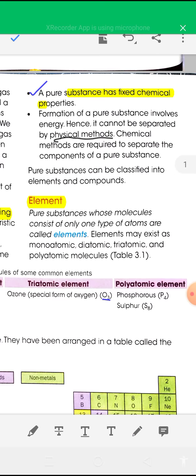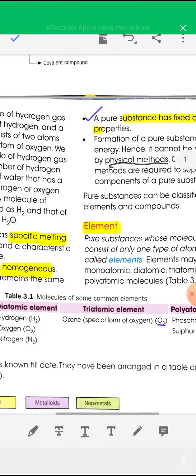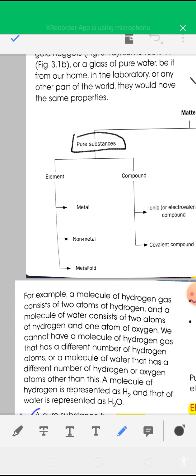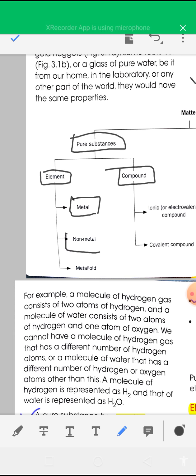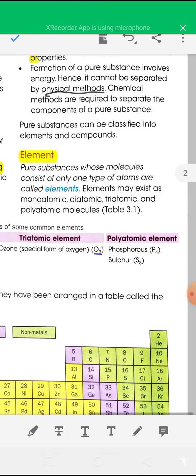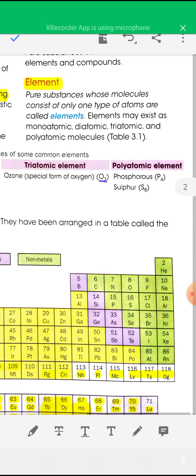Now, types of pure substance. Pure substances are of two types. One is elements and another is compounds. Elements are subdivided into metals, non-metals and metalloids. You know what are metals, non-metals and metalloids. So first, elements.